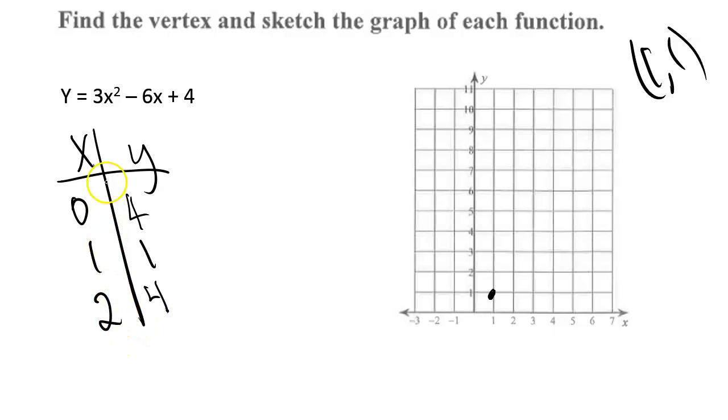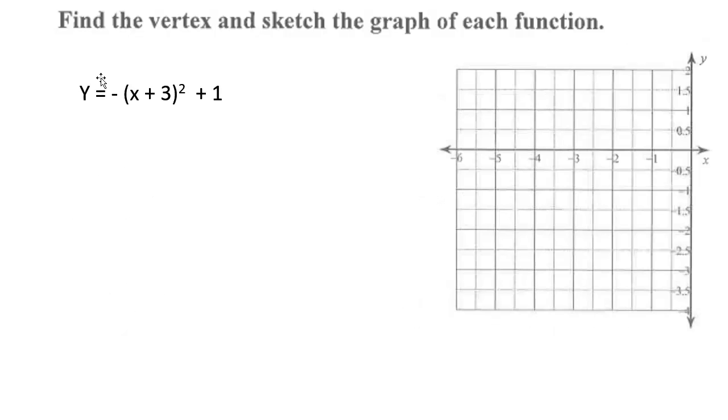If you substitute this 2 up in here, 3 times 2 squared minus 6 times 2 plus 4 also gets you to 4. So we can plot those. So we have 0, 4, and 2, 4. So there you can take a look at that parabola. And it's facing up just like we thought it would be because the lead coefficient is positive. So that's how you graph a quadratic that's given to you in standard form.